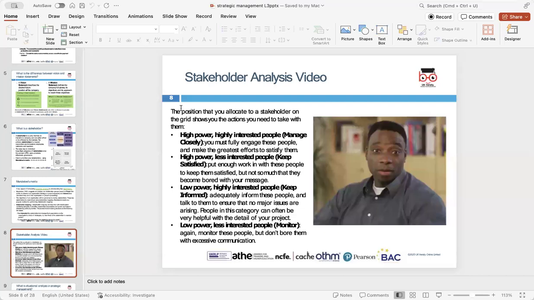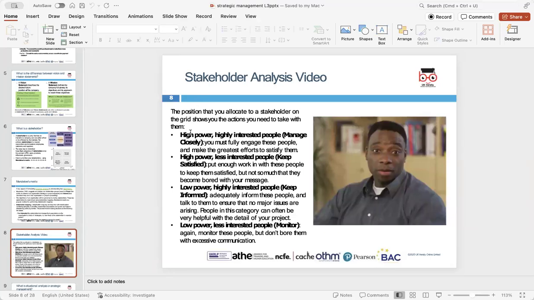Stakeholder analysis video. Stakeholder analysis is an important tool for identifying and understanding the individuals or groups that can affect or be affected by a business or project. Stakeholders are categorized based on their interest in and power over the company's activities. The Mendelow matrix is a common method for analyzing stakeholders by evaluating their levels of power and interest.